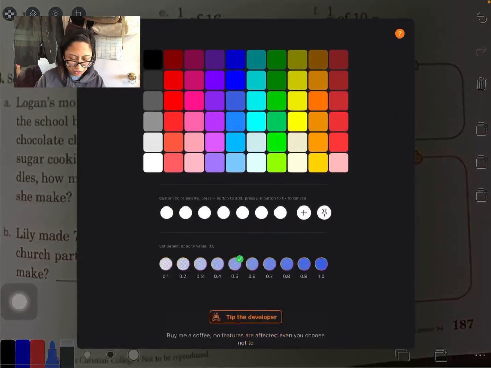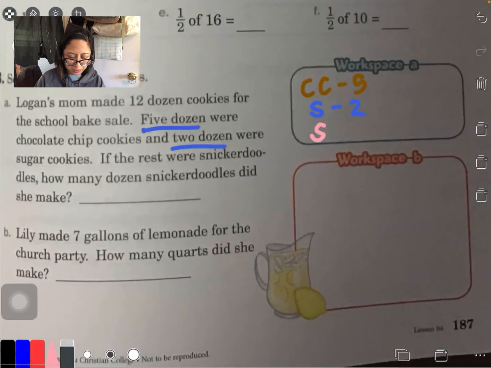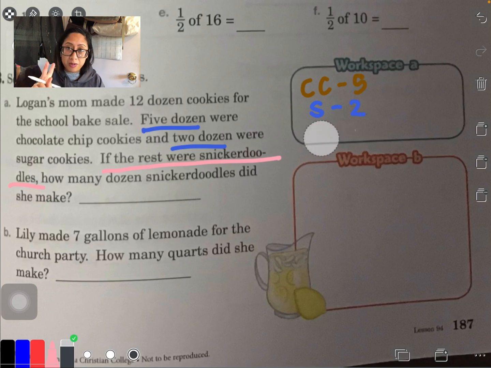And then snickerdoodles. I will use pink. Snickerdoodles. SN. Well, I don't know how many snickerdoodles she made, because it says here if the rest were snickerdoodles. So here's what I'm going to do first. This is a 2-step process.